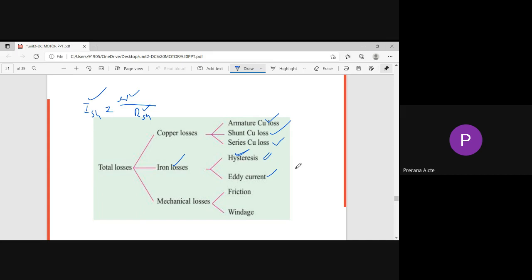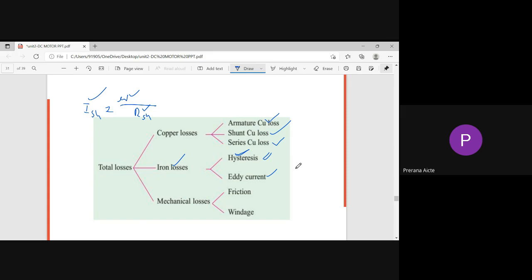Next, mechanical losses. What are mechanical losses? They are rotational losses. Because of rotor rotation, these losses take place: windage loss and frictional loss. What is meant by windage loss? There is some air gap between the rotor and stator to provide rotation for the rotor. This air gap is filled with air, and when the rotor starts rotating, this air opposes the rotor rotation.